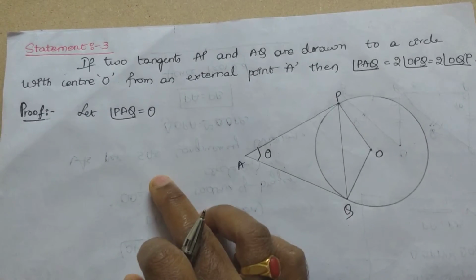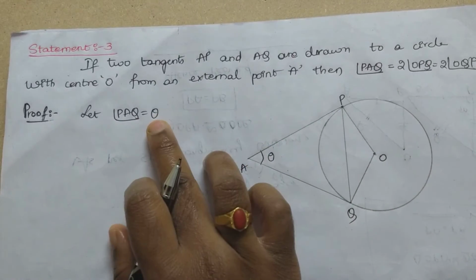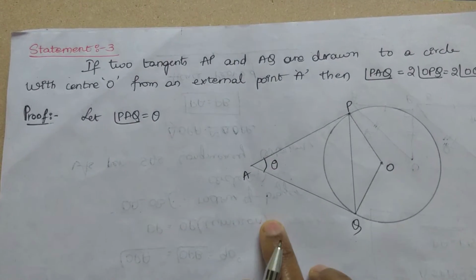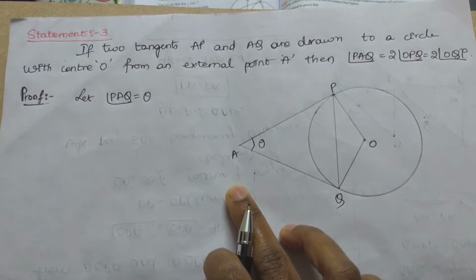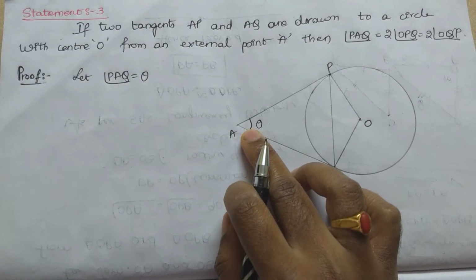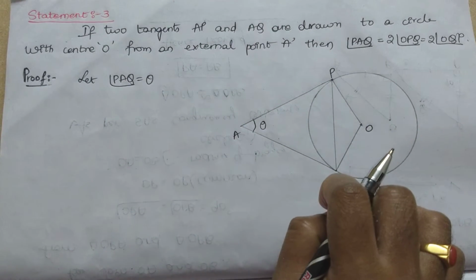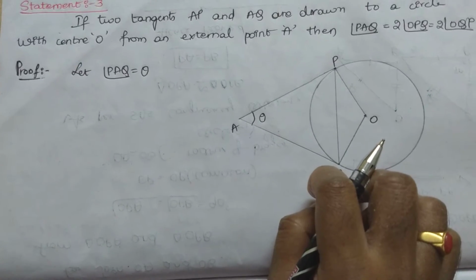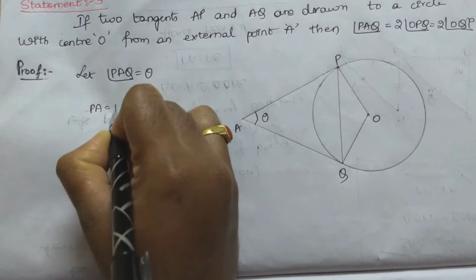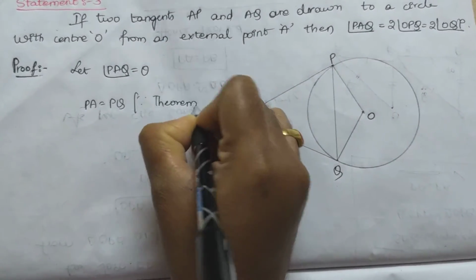So first of all, what did I do? I have assumed the angle PAQ equals theta degrees. Okay, let it be theta. So let us recall theorem 9.2. What does theorem 9.2 state? It states that the lengths of the tangents drawn from an external point to the circle are equal. So PA equals AQ, write in brackets since theorem 9.2.